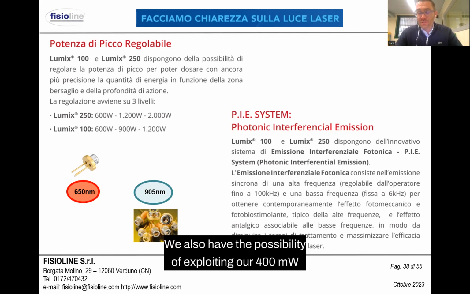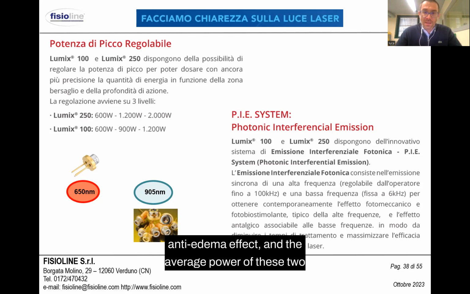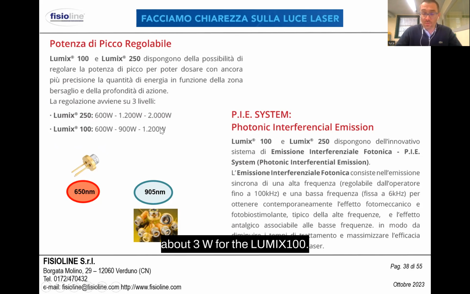We also have the possibility of exploiting our 400 mW therapeutic red diode for tissue healing, wounds, and anti-edema effect, and the average power of these 2 technologies is about 5 W for the Lumix 250 and about 3 W for the Lumix 100.